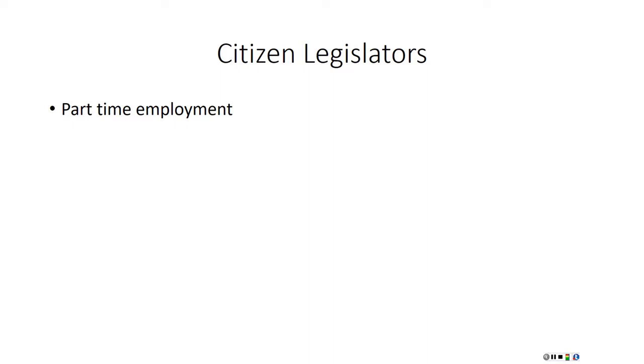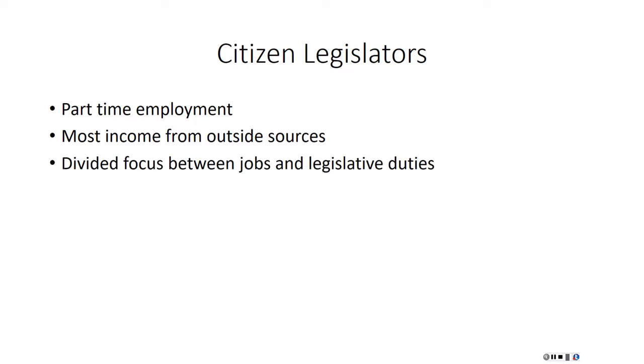Well, like us, they have real jobs. I told you, remember, they were doctors, lawyers, business people. Most of them were attorneys. So most of their income comes from outside sources. However, we fear this problem can arise. It can divide their focus between their jobs and their legislative duties.